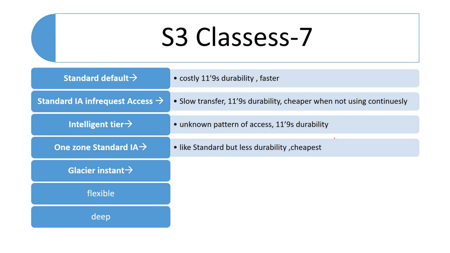It's cheaper. It depends on what tier. Intelligent tier is what? Swapping. When you keep it in standard, it's going to cost more. If you keep it in standard IA, it's less cost. So now, One Zone Standard IA, infrequent access. What is the difference between Standard infrequent access and One Zone Standard infrequent access?